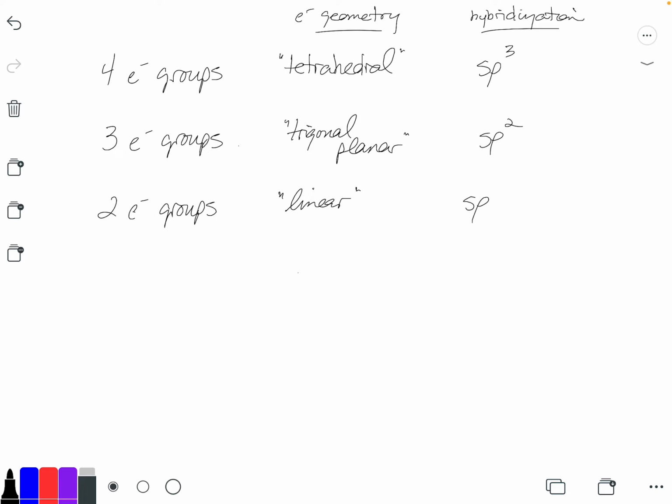And in my mind, the best way to do that is to look at a molecule, decide how many electron groups it has, and then use that to dictate what types of bonds and hybrid orbitals you have.